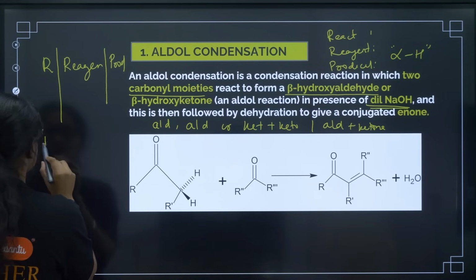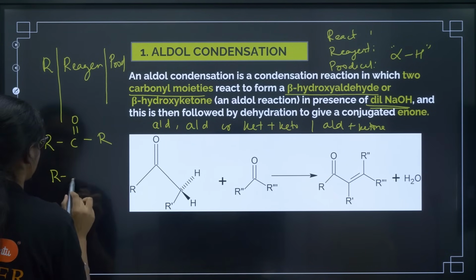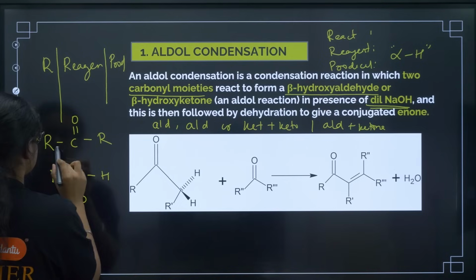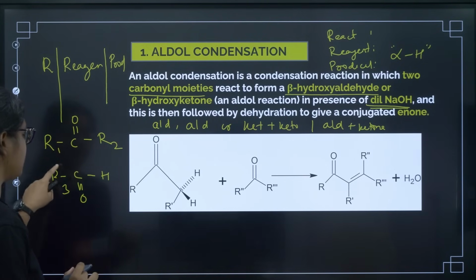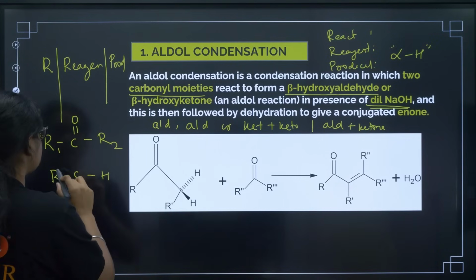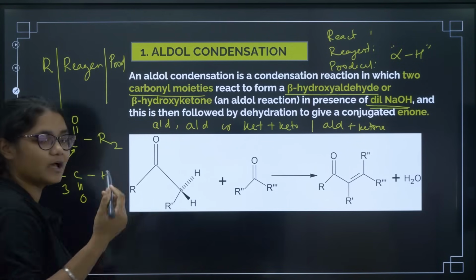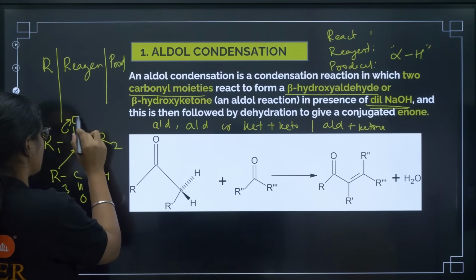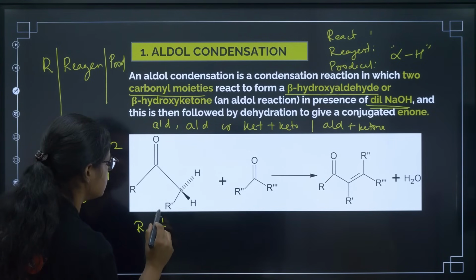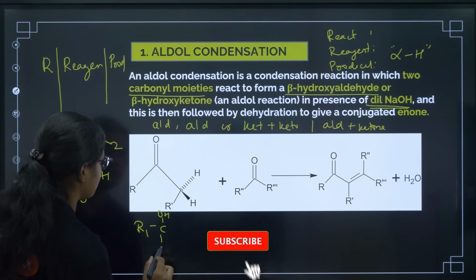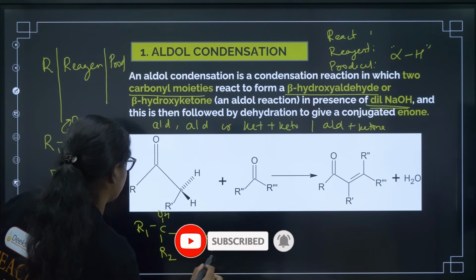If you have RCOH, RCOR, and another RCOH, now these are R1, R2 and R3. Now you have to see this alpha carbon should have one hydrogen. This carbon should be connected to this carbon. The alpha carbon of one compound is connected with the carbon of the other compound. Now this hydrogen will go here and this will become OH. So what is my structure now? R1COH, here we have R2 connected, here we have R3 and COH.